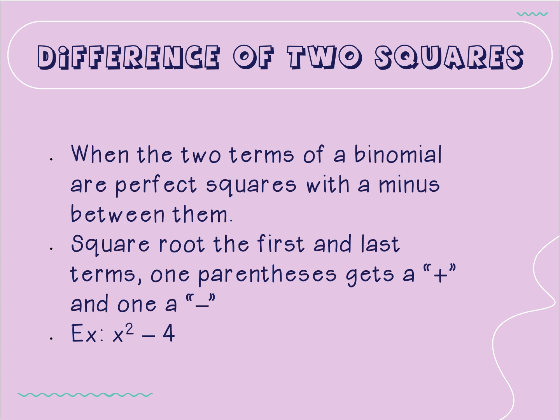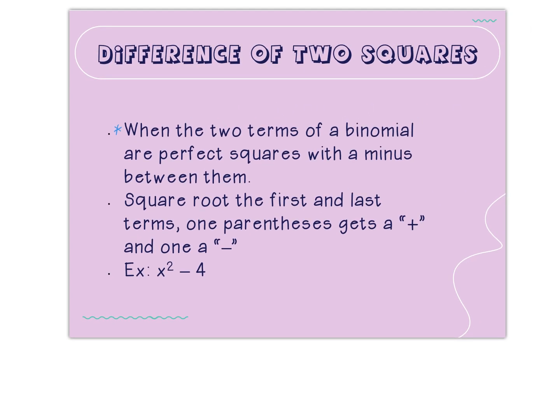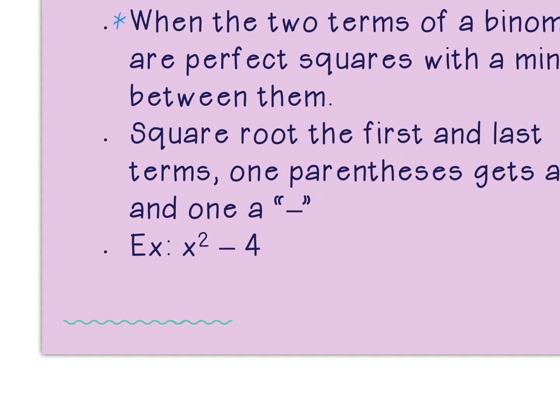Now, remember that it says here, when two terms of a binomial are perfect squares with a minus between them, that is when you have a difference of squares. You take the square root of the first and the last terms. One parentheses gets a plus, one gets a minus, and notice you have this, and they ask you to factor. This is a difference of squares. Now, how did all this come about? Because this seems very, very technical.